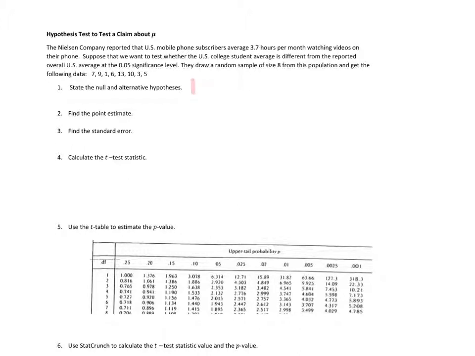Our null hypothesis just says that the mean number of hours that all college students watch videos on their mobile phone per month is no different, so is equal to the number given by Nielsen for the general public, 3.7. The alternative hypothesis is we want to show there's a difference, so mu does not equal 3.7.